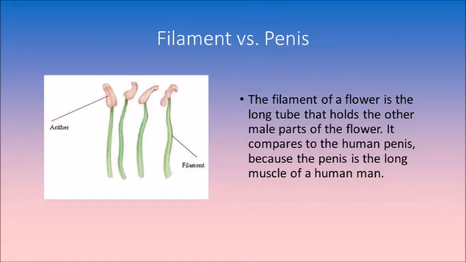Filament versus penis. The filament of a flower is the long tube that holds the other male parts of the flower. It compares to the human penis because the penis is the long muscle of a human man. The picture to the left shows some filaments of a flower with the anthers attached on the top of it.